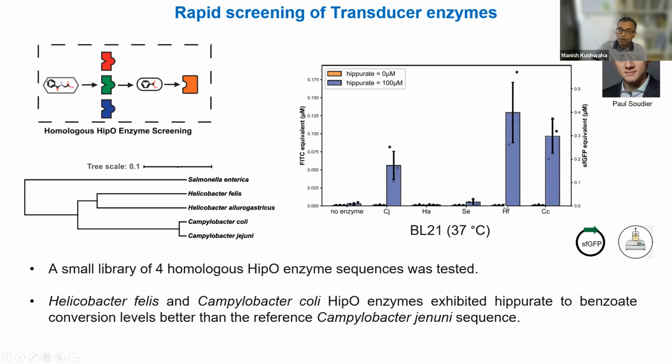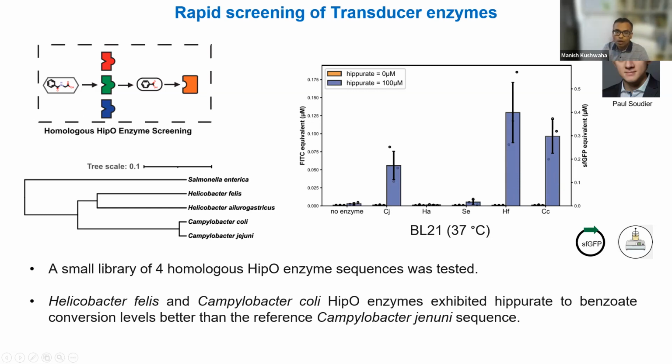And in fact, we found that the one from Helicobacter felis and Campylobacter coli gave us even better fold change than the original one that we had in the lab. So this was quite promising. And so we know that in the future, when we want to sense hippurate, we can use the HF enzyme and not the CJ one.